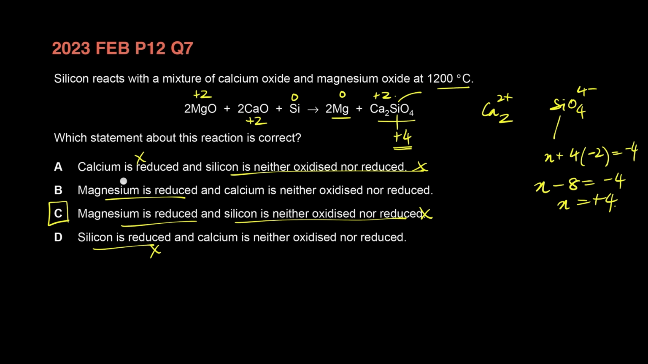No, sorry, bravo. It's because calcium is not reduced. Magnesium is reduced, calcium is not reduced or oxidized, and silicon is oxidized. So the answer here is bravo.